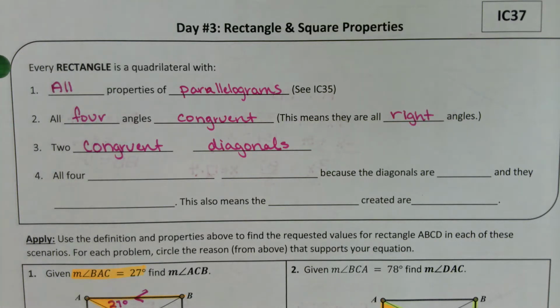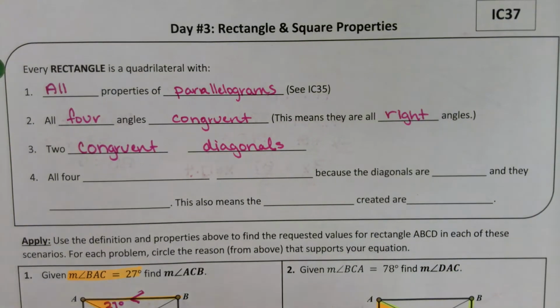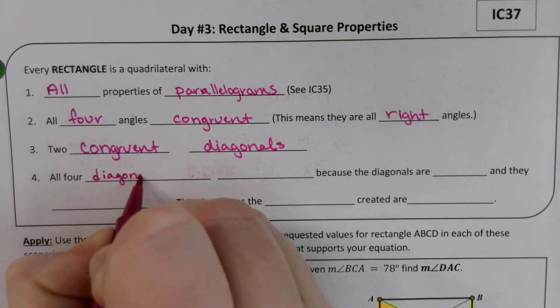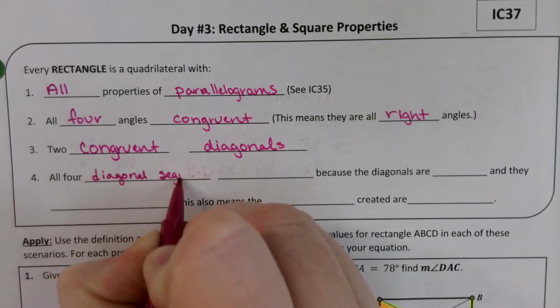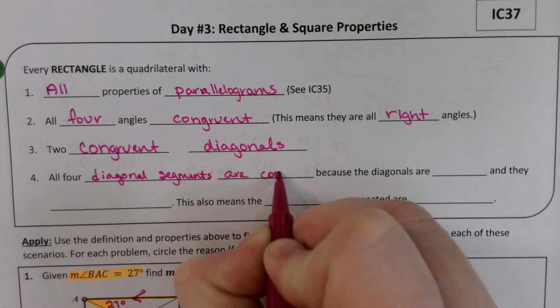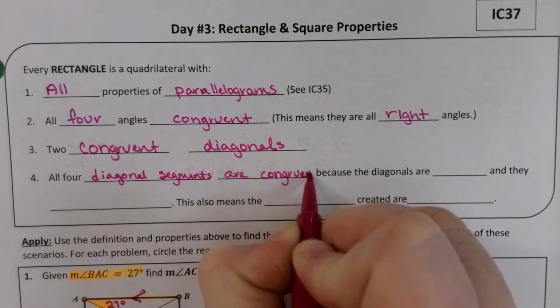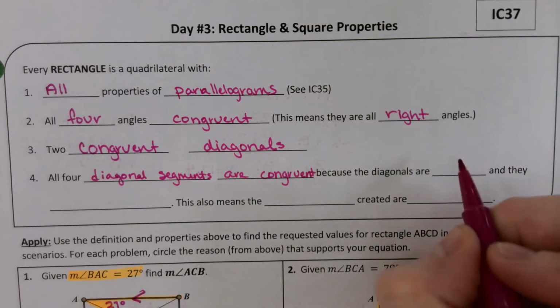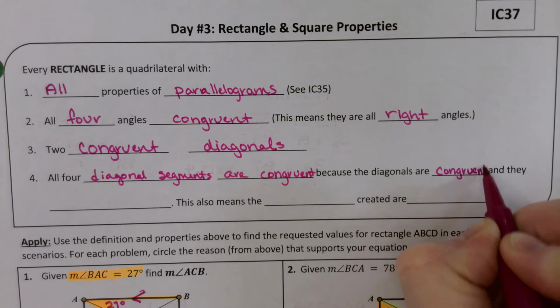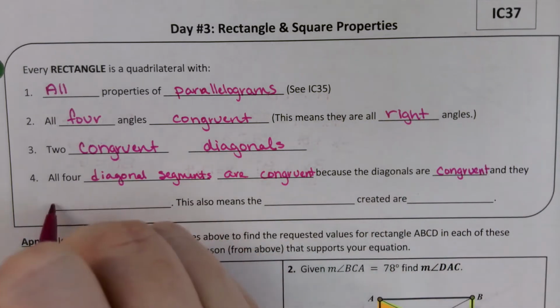Okay, so here we go with property number 4. Property number 4 of rectangles: all 4 diagonal segments are congruent, because the diagonals are congruent and they bisect each other.